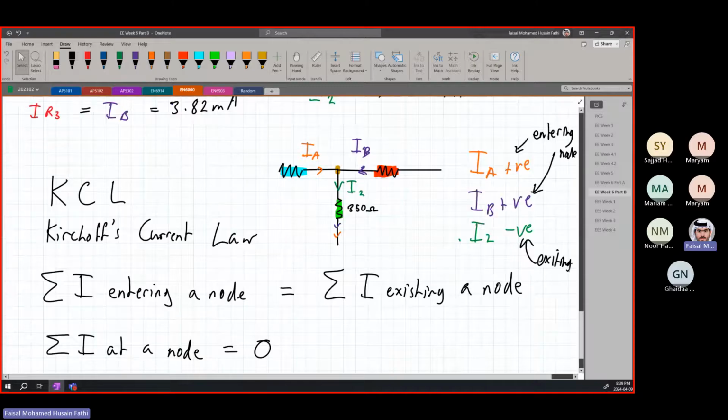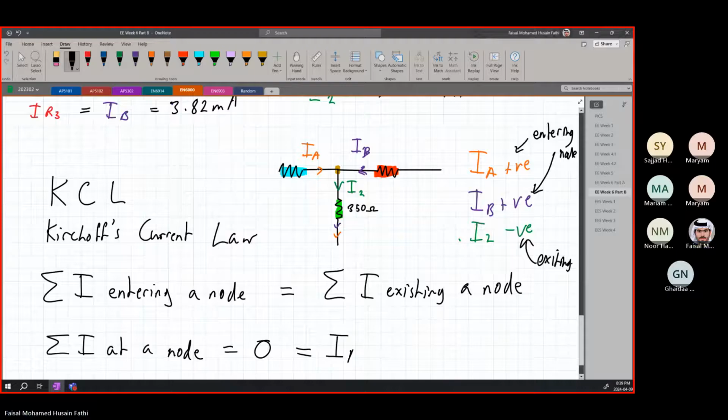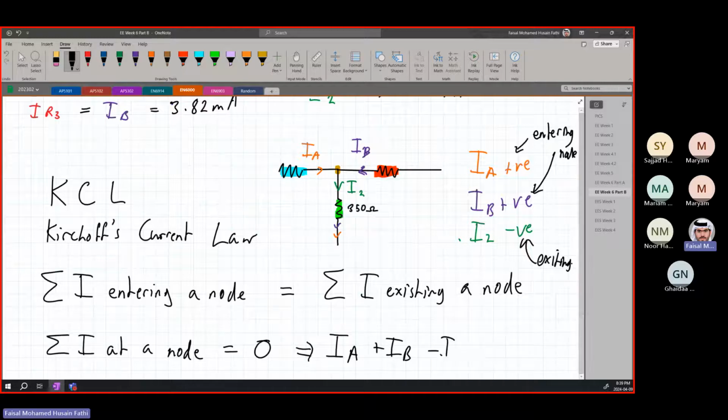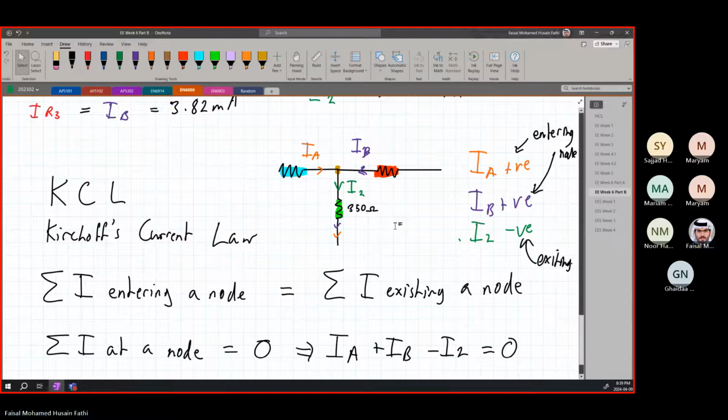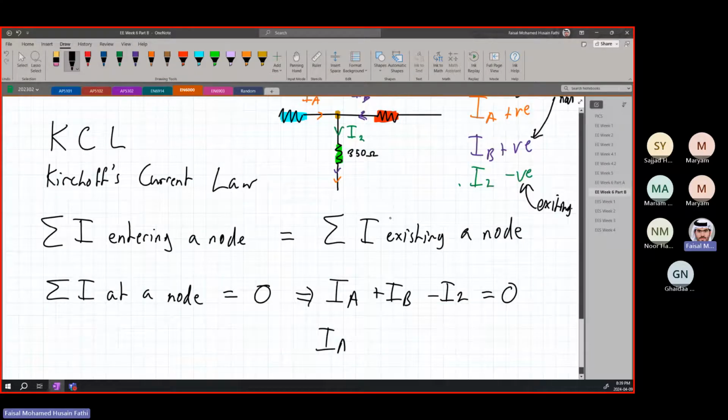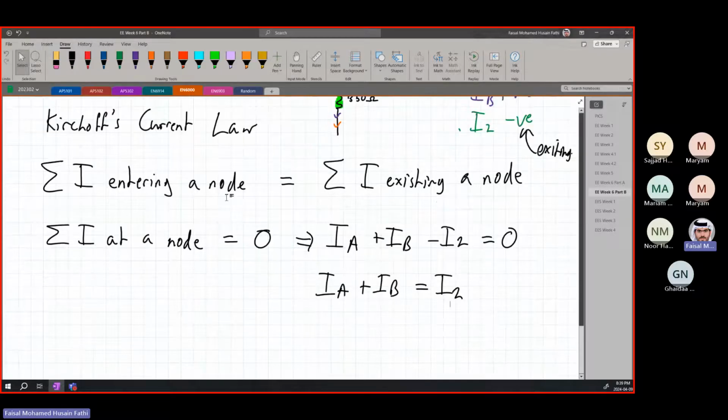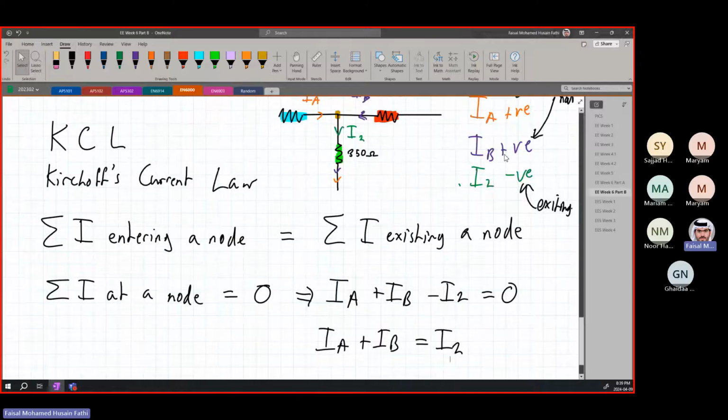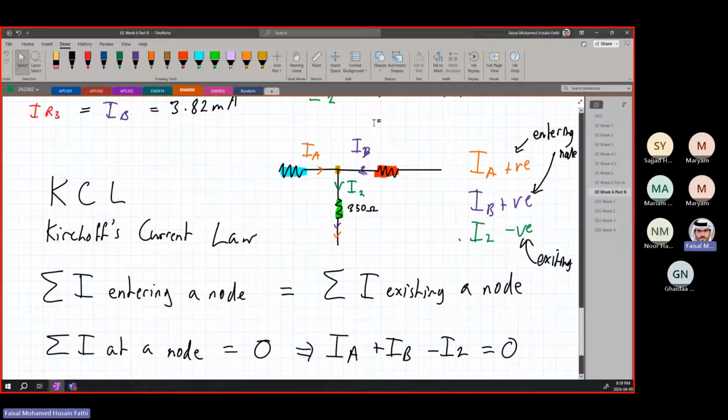So here, IA is positive. So this equation will become IA plus IB minus I2 is equal to 0. Meaning IA plus IB is equal to I2. This is what I mean. So IA and IB are the ones entering a node, and I2 is the one exiting the node. All right? This is what Kirchhoff's current law basically is. Anything entering has to be equal to anything exiting, or if we are considering the signs, we should just say everything here should eventually equate to 0.